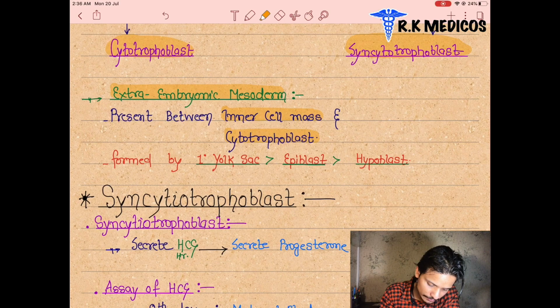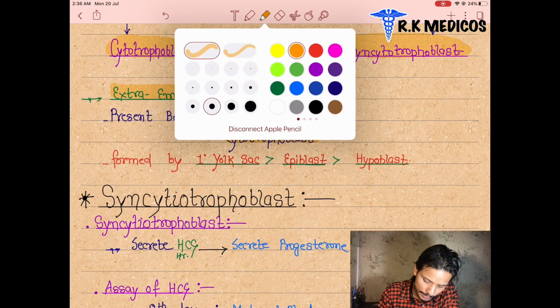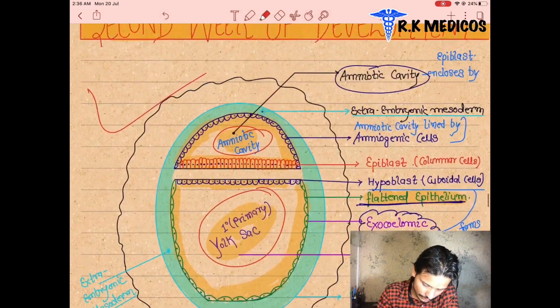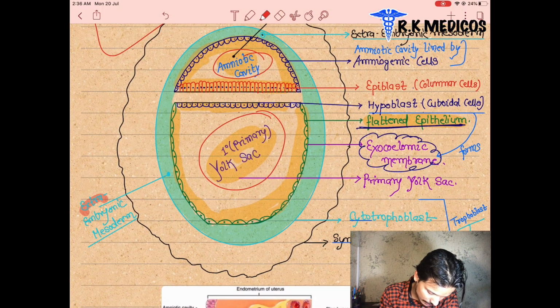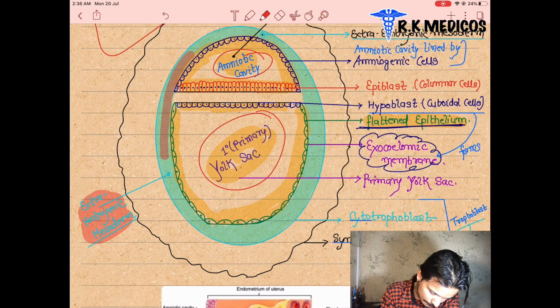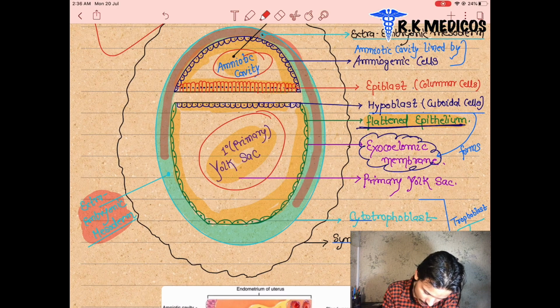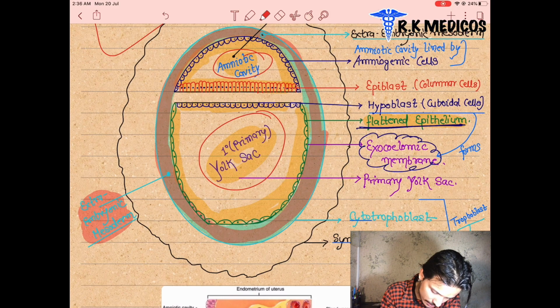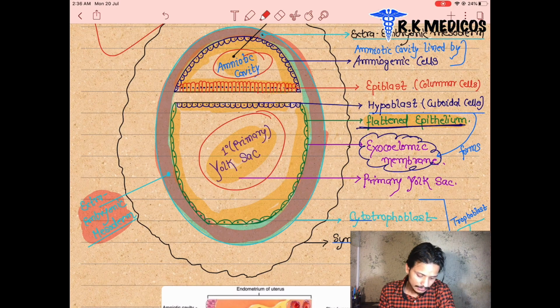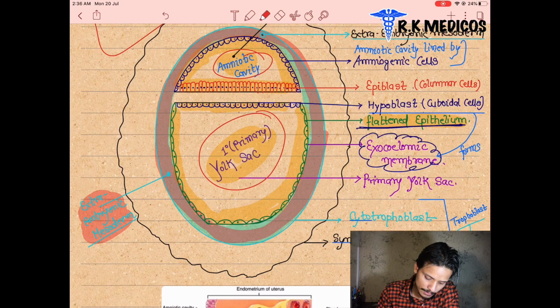We can see here once again in the previous picture, this is the extra embryonic mesoderm. It is present in between the inner cell mass and the what? The outer structure is the cytotrophoblast. So in between them, this extra embryonic mesoderm is present.